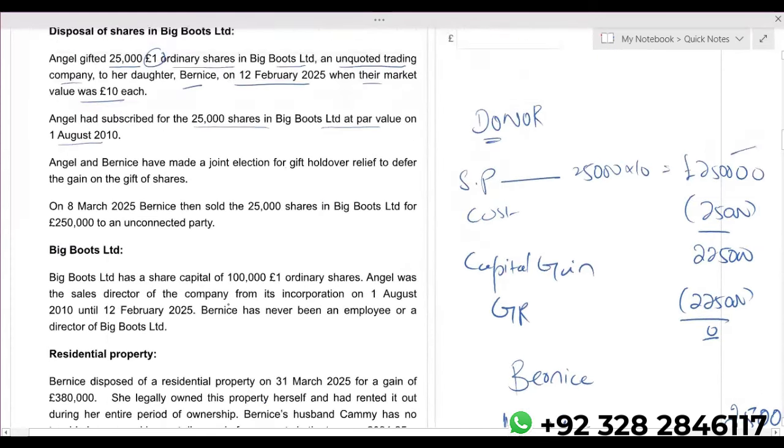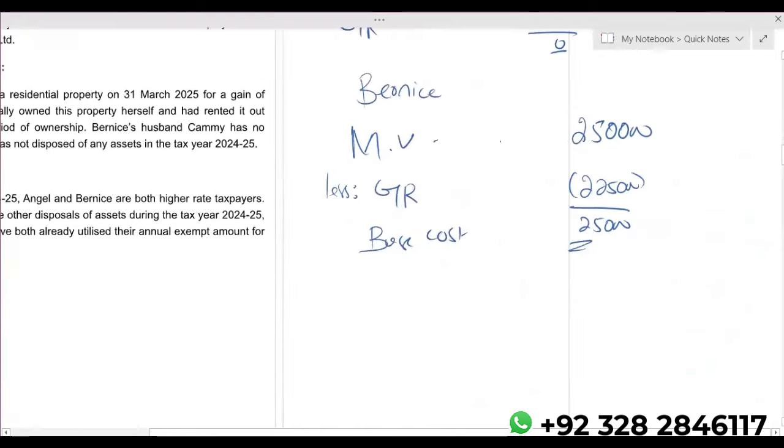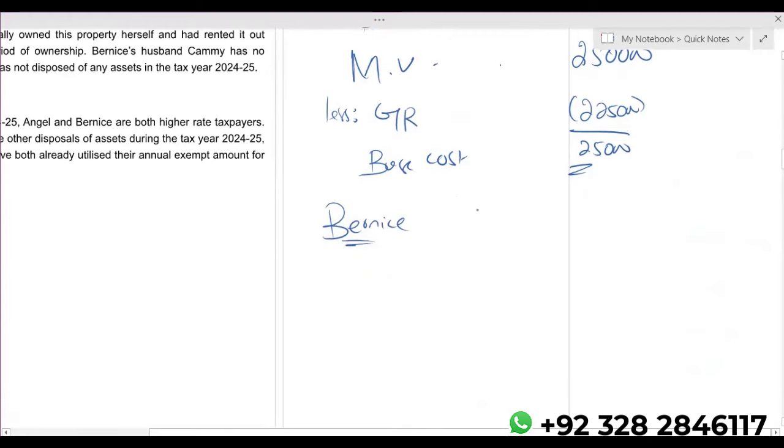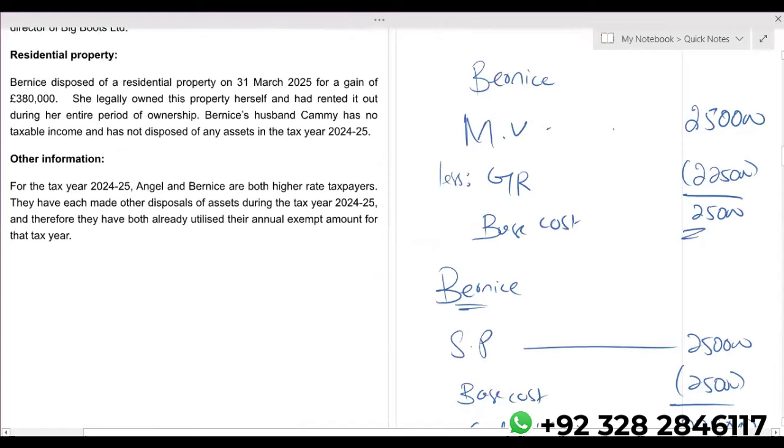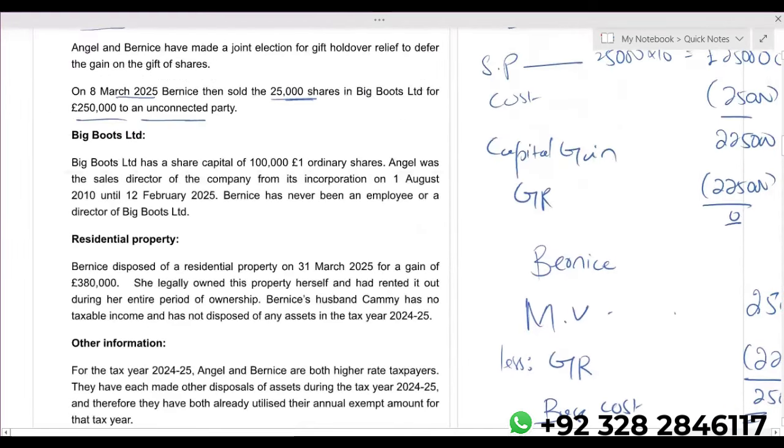Okay, now what is happening? On 8 March 25, Bernice then sold 25,000 shares in Big Boots for 250,000 to an unconnected party. We need to calculate the CGT payable for Bernice. Sale proceeds are 250,000, base cost 25,000, capital gain is 225,000. Now we have to check the status of Bernice, plus we have to check whether the annual exemption is available or already utilized.